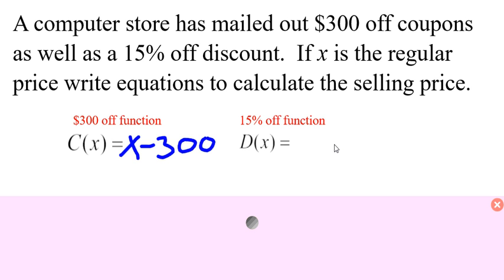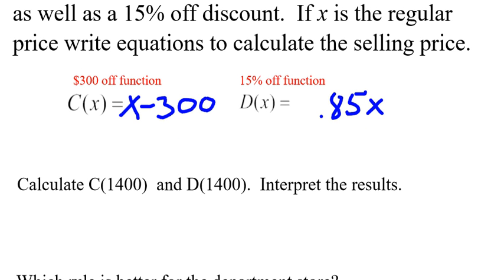You don't want to think about that as much as how much you are still paying. So I'm still paying 85% of the price. Okay, so my discount equation would be 0.85x. All right, and so now we want to calculate those values when the price of the product is $1,400.